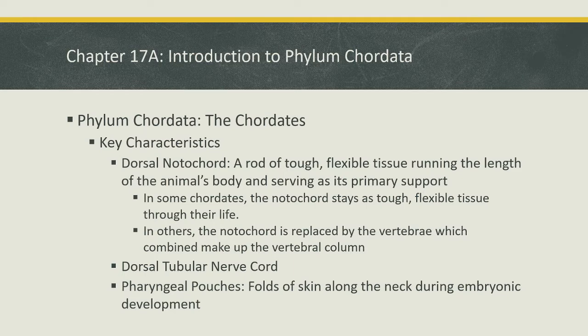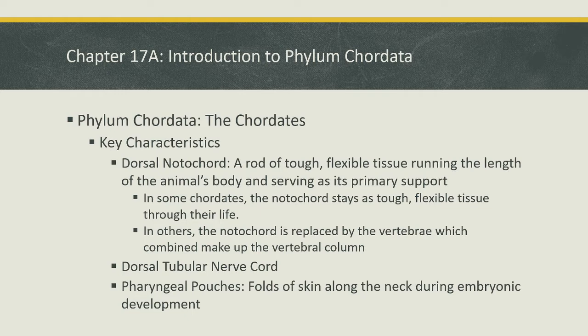So, dorsal notochord. It is a rod of tough, flexible tissue running the length of the animal's body and serving as its primary support. So, it is the thing that gives the main aspect of structure and support to the main part of the animal's body. In some chordates, the notochord stays as tough, flexible tissue throughout their entire life. There are only a few that are like that, but in most, the notochord is replaced by the vertebrae, which combined make up the vertebral column.